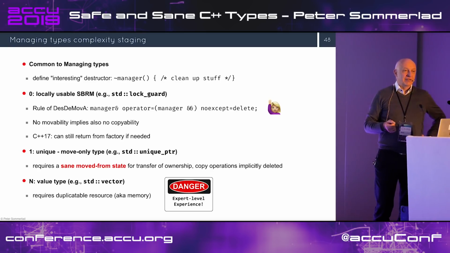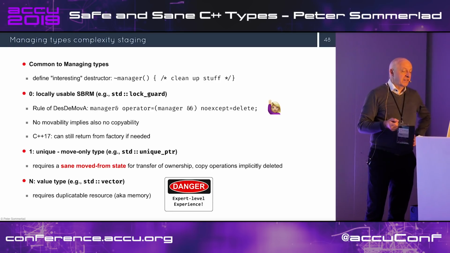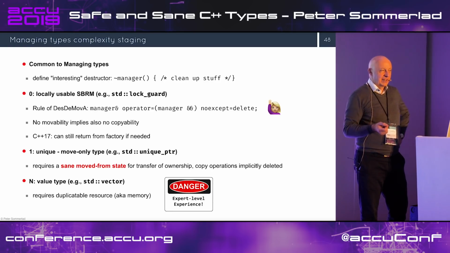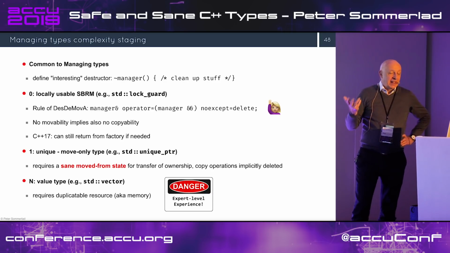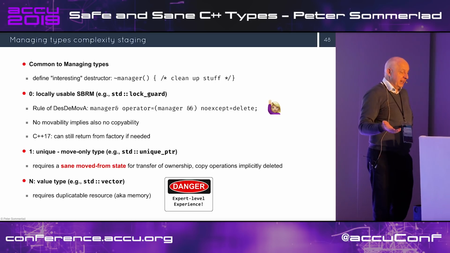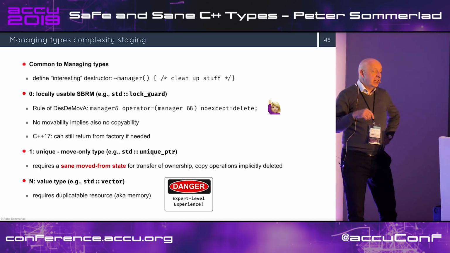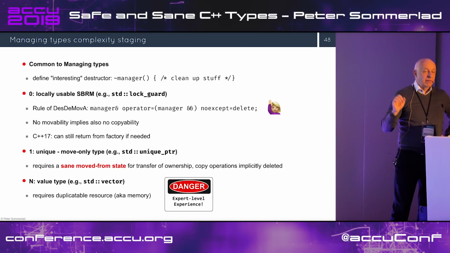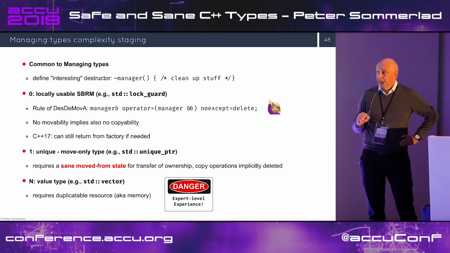You apply the rule of Desdemova. So you delete the move assignment operator to get rid of all copying and move operations. Watch my lightning talk last night. So if it doesn't move, it's also not copyable automatically. And you can still return it from a factory if you really need a factory for some special setting things up, because of the return value optimization guaranteed by C++17.